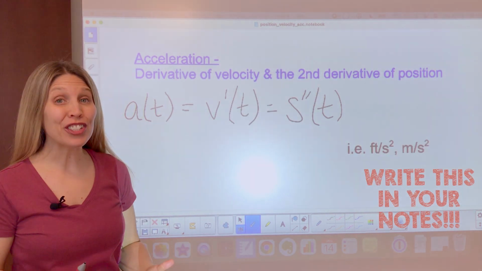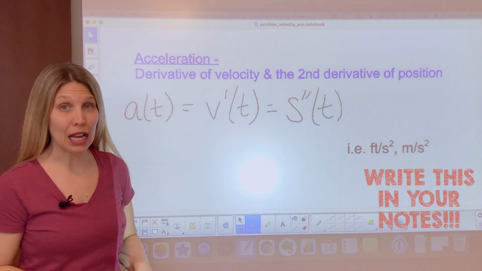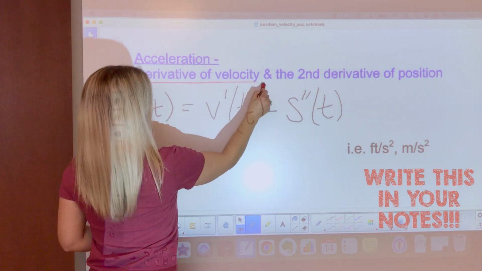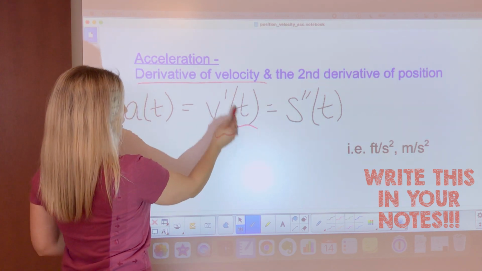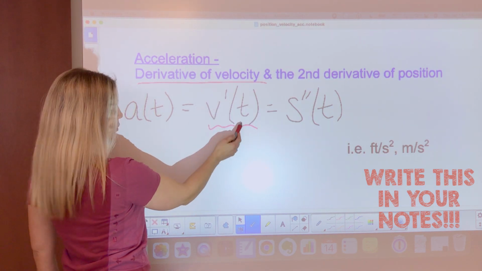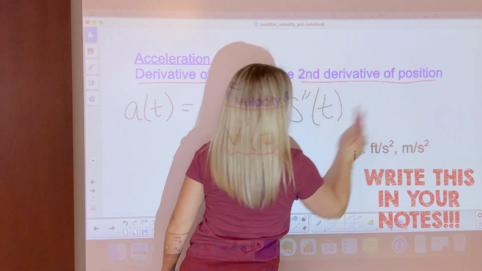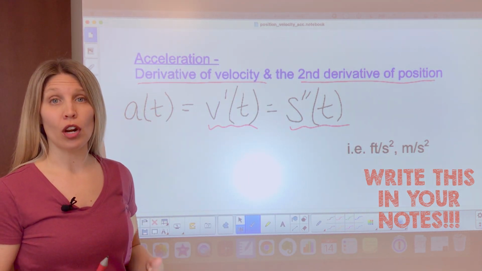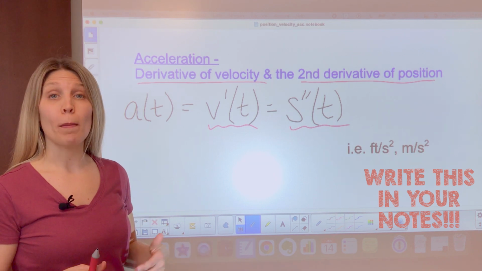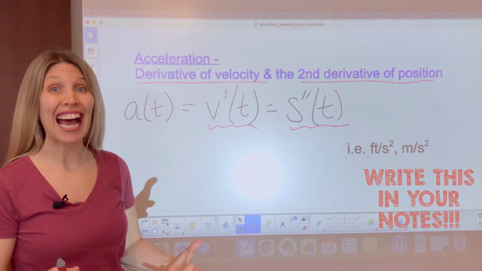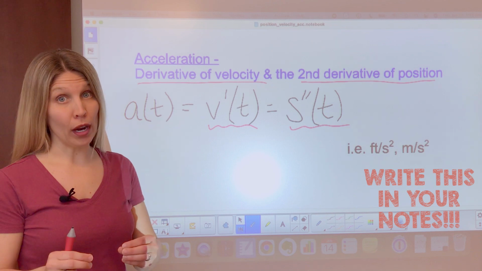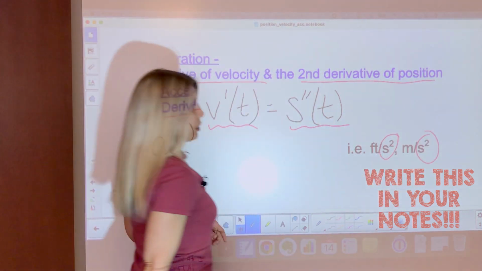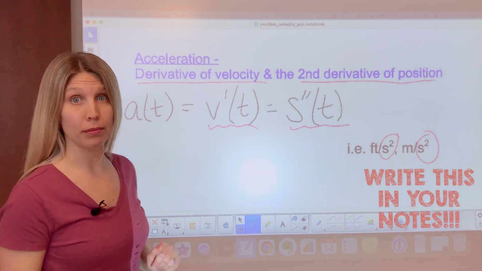Now, acceleration is the derivative of velocity and the second derivative of position. So we've got the derivative of velocity, your v'(t), always in terms of time, and your second derivative of position. Notice that the units for acceleration are feet per second squared or meters per second squared. So the time unit is squared. Make sure you pay attention to that, that time unit is going to be squared for acceleration.